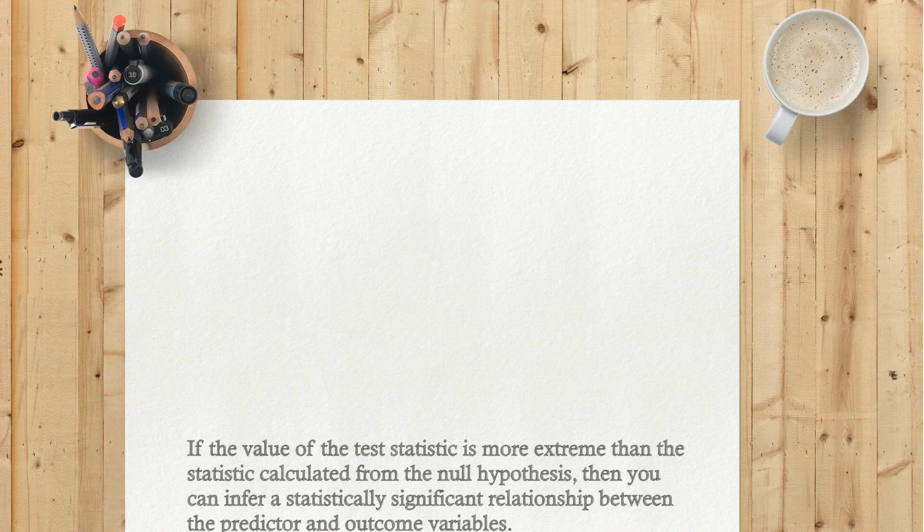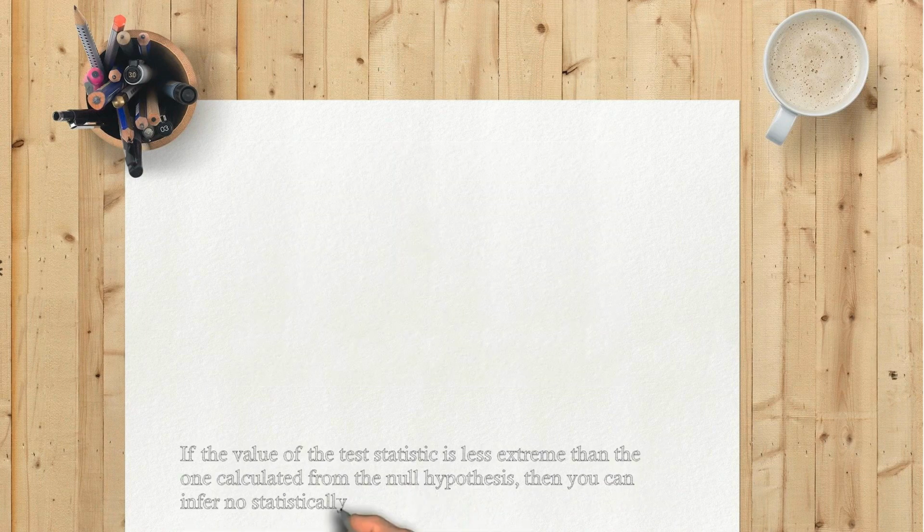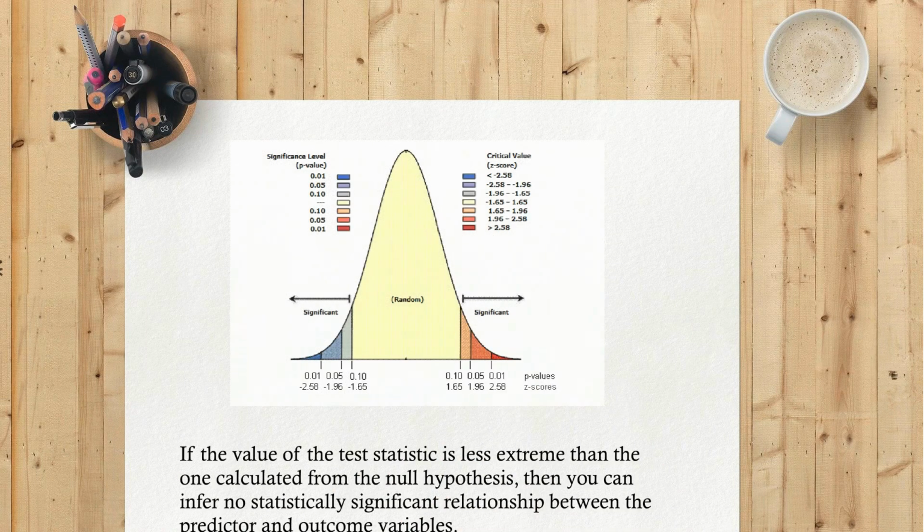If the value of the test statistic is more extreme than the statistic calculated from the null hypothesis, then you can infer a statistically significant relationship between the predictor and outcome variables. If the value of the test statistic is less extreme than the one calculated from the null hypothesis, then you can infer no statistically significant relationship between the predictor and outcome variables.